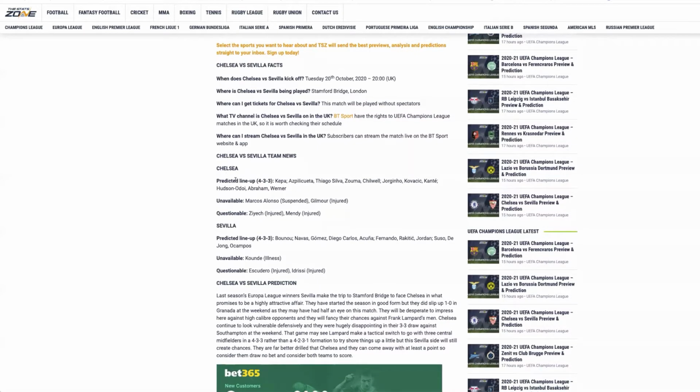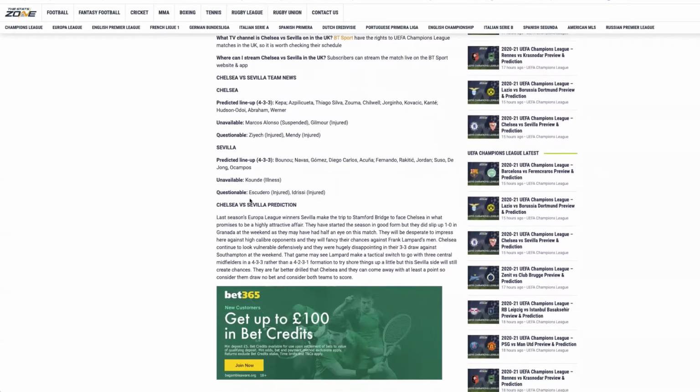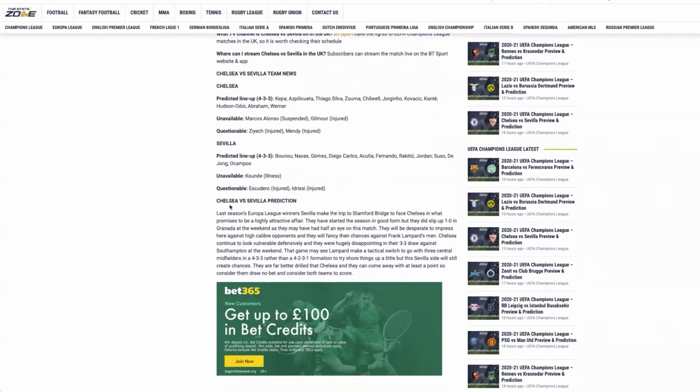Team news. They'll give you a predicted lineup, and there's some good news there. They can see who's unavailable. So Marcus Alonso's out, Gilmore's out, questionable. Ziyech and Mendy are injured. And then there you've got your Sevilla team and a bit of a prediction. So let's have a look. It promises to be a highly attractive affair.